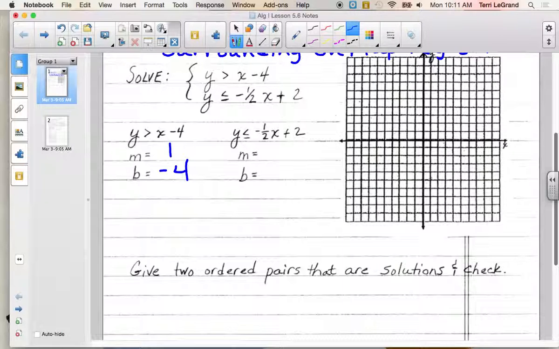Should we have a dashed boundary line or a solid boundary line? Dashed, dotted, whatever you call it. Okay, I call it dashed. You can call it dotted if you want. Dashed line. And then, what do you think? Do you think we should shade above that dashed line or below it? Is greater than. Above, so shade above.